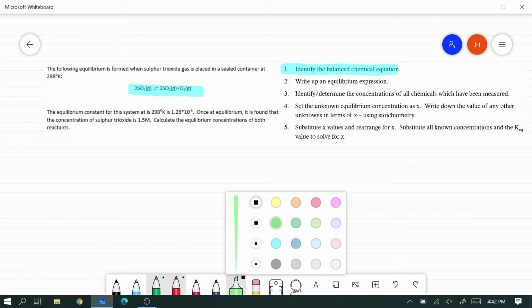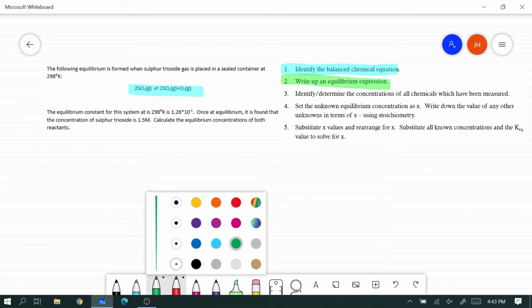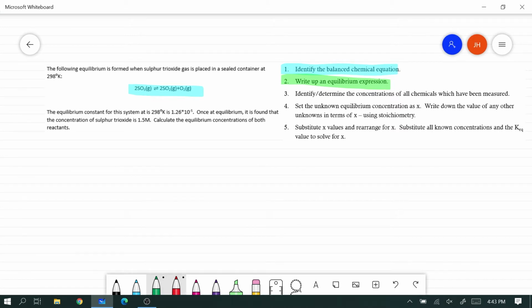Second step is to write up an equilibrium expression. So we've already had some practice doing that. I'll write that up now. So KEQ is equal to the product of all products. First product that we have is sulfur dioxide. Because of the stoichiometry, it's going to be squared. Then we multiply by the other product, which is the concentration of our oxygen gas as well. That's being divided by the product of the reactants. The only reactant that we have is sulfur trioxide, and we're going to square that because of its stoichiometry as well.